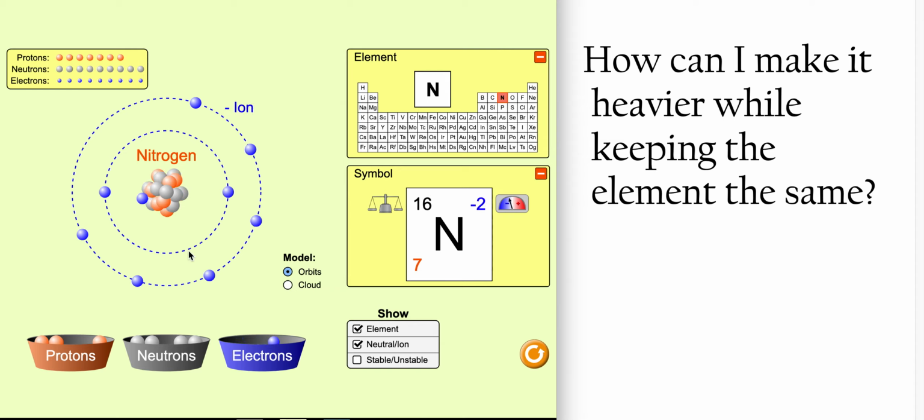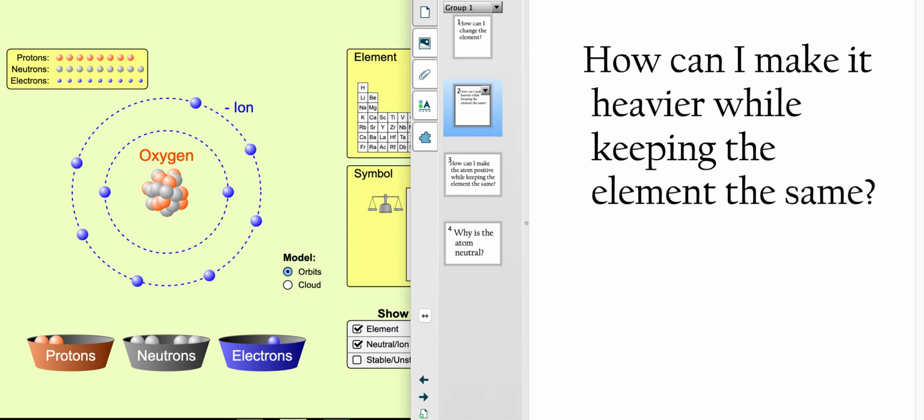So here I'm adding electrons. What's happening with my number? Here I'm adding a proton. But remember, I want to keep the element the same.